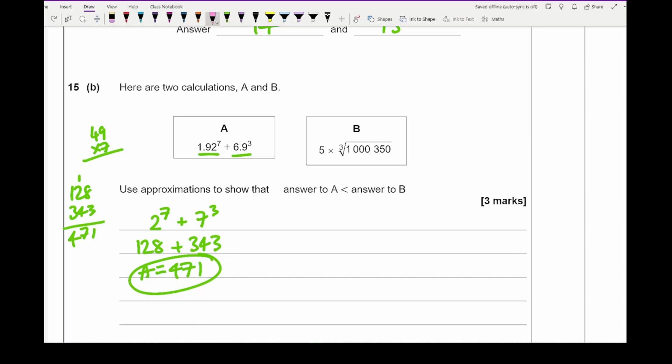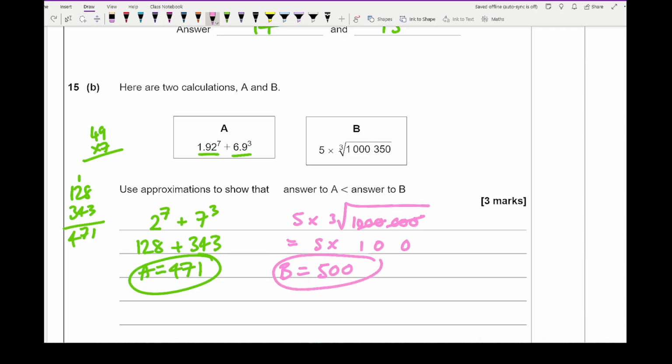Then to work out 5 times the cube root of 1 million, well, 3 zeros becomes a 10, 3 zeros becomes another, and then that becomes 100. So 5 times 100 gives me a B value of 500. And then all we need to do is show that that's smaller. So 471 is less than 500, which is what they wanted me to show.